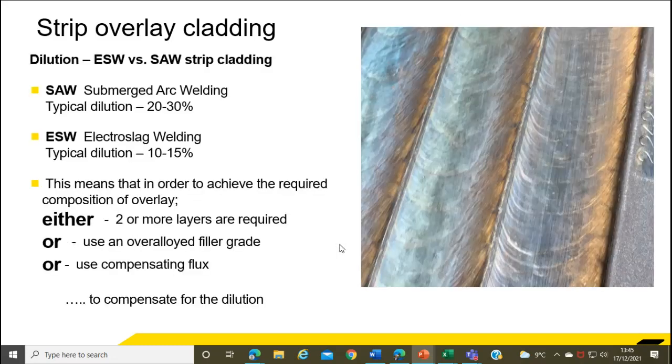The big difference between the two processes is that with submerged arc welding, it's not uncommon to get dilution up to 30%. So if you're trying to achieve, say, a 625, a nickel chrome moly 3 overlay on the surface, then with submerged arc welding, 30% of the composition will actually be the base metal that you're welding onto. Depending upon the chemistry of your overlay, with a single layer, it may not achieve the chemistry that you need, that's in your specification.